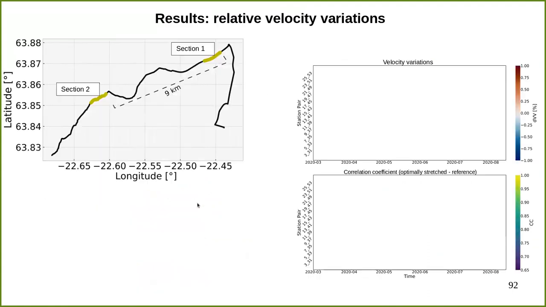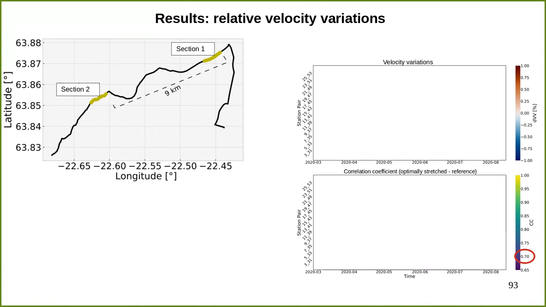With this knowledge, we can finally look at the results. They will be shown in the figure on the right. On the x-axis, the entire time period is shown, and on the y-axis, the results for different station combinations will be shown separately. In the upper plot, velocity variations will be displayed. In the lower plot, the corresponding correlation coefficients between the optimally stretched waveform and the reference trace. And a relative velocity change is typically considered as reliable if the corresponding correlation coefficient is greater than 0.7.